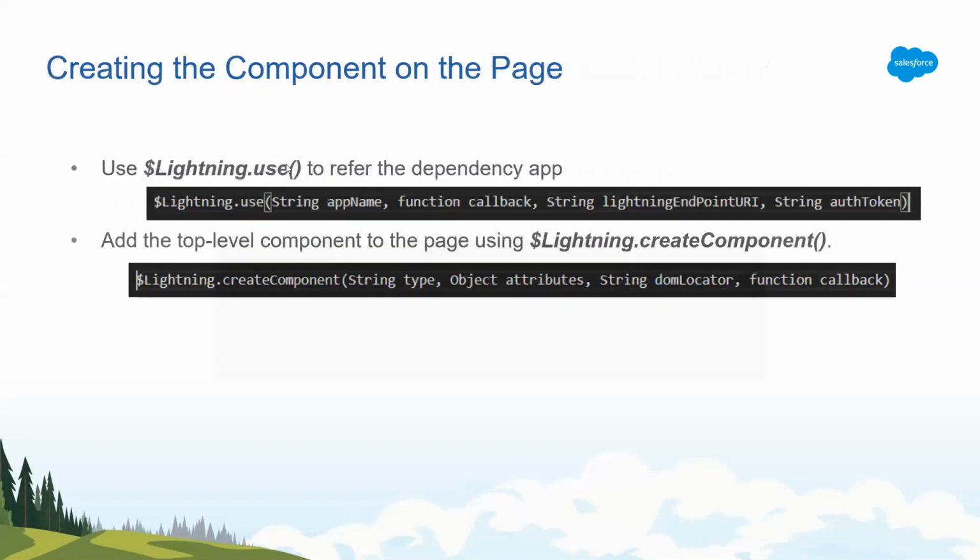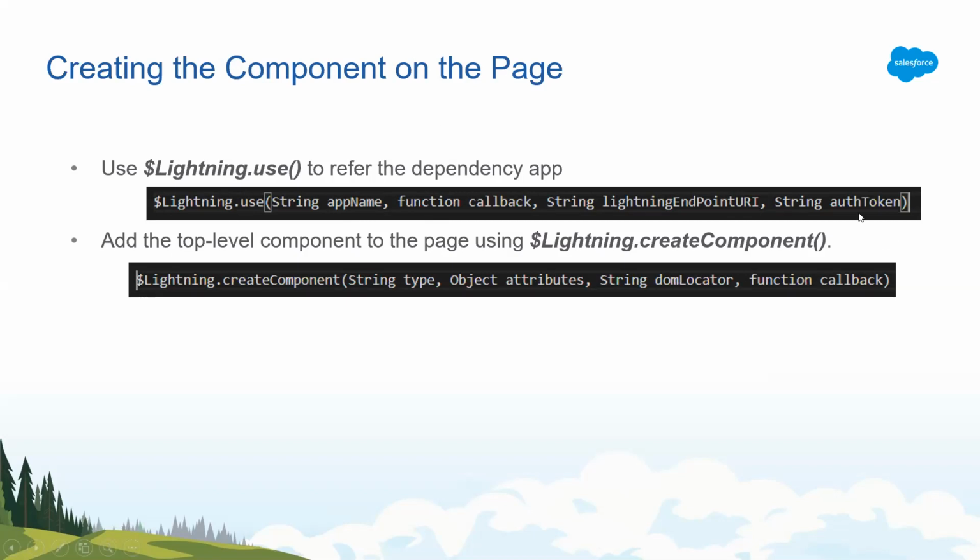So if you see the syntax, the first parameter is the name of the app. When you give the name of the app, it would be namespace:the name of the app. The namespace could be c, or the namespace of your org, or the namespace of your managed package. If your Lightning component and Visualforce page are part of the same org, then you just have to mention c. And then you have a function callback, which will be called when the component is loaded. And this is where you will be loading your Lightning component.